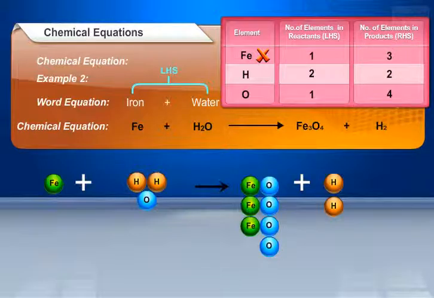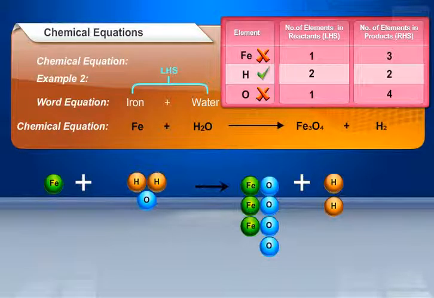Next, compare hydrogen element. We have 2 molecules on left-hand side, and 2 molecules on right-hand side. So, hydrogen is balanced. Then, compare oxygen element. We have 1 molecule on left-hand side, and 4 molecules on right-hand side. Here oxygen is also not balanced. Now, let us balance the number of molecules of each element on both sides, to get a balanced equation.